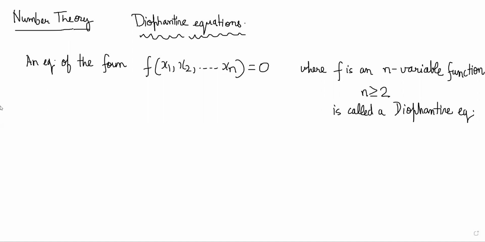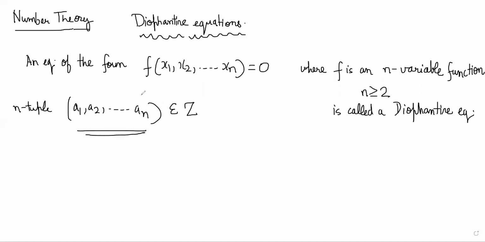And here the solution to this equation will be an n tuple. N tuple means a set of n ordered elements. So that will be a1, a2, till an belonging to, let's say, integers. So these stand for values of x1, x2, and so on, which satisfy this equation, right?